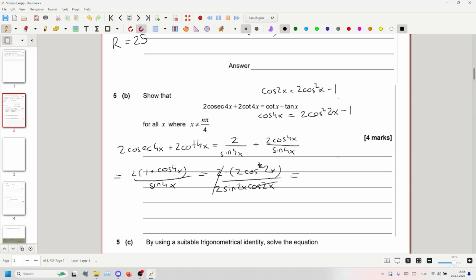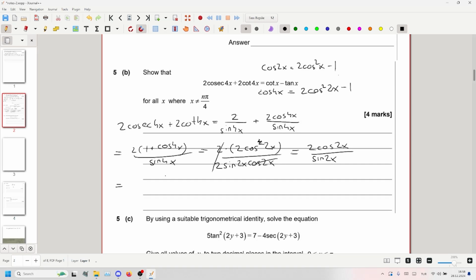So what do we get? We get 2 times cosine 2x divided by sine of 2x. Now, let's expand this. Remember again, we can also write cosine 2x as cosine squared x minus sine squared x. So this will be 2 times (cosine squared x minus sine squared x) divided by sine 2x, which is 2 cosine x times sine x. So we can just cancel the 2's out.